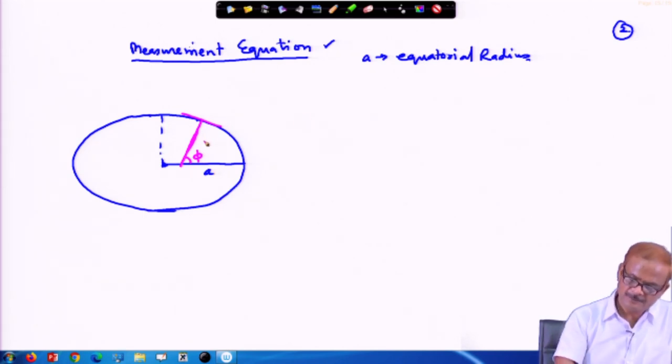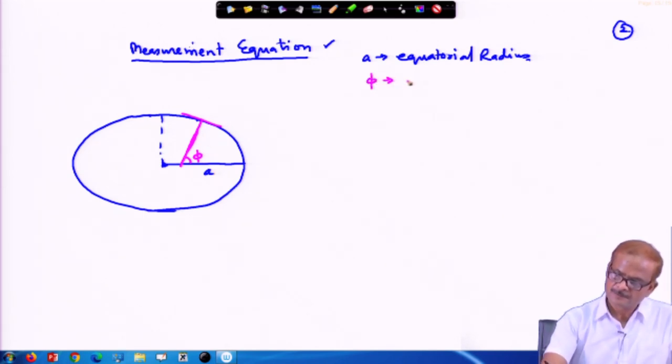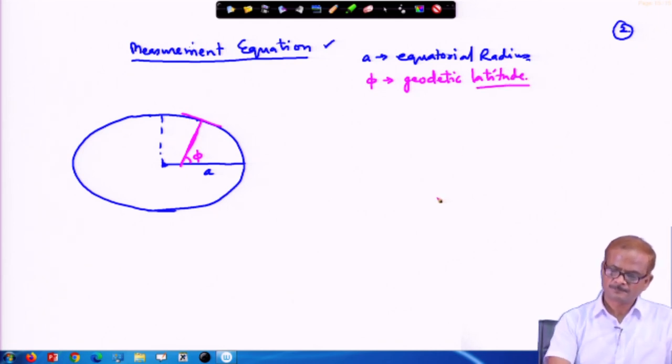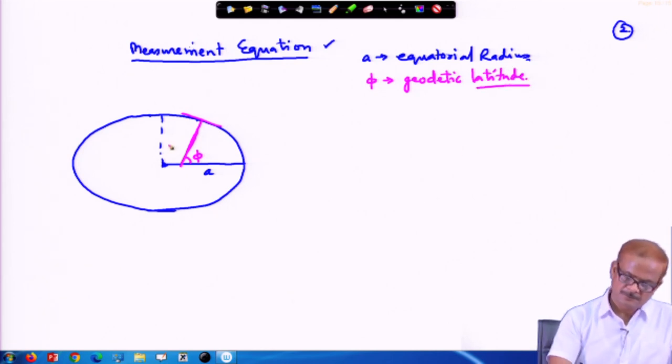Phi, this we call the geodetic latitude. From here to here, if we connect, and let us say this we write as phi c, phi c is called the geocentric latitude.